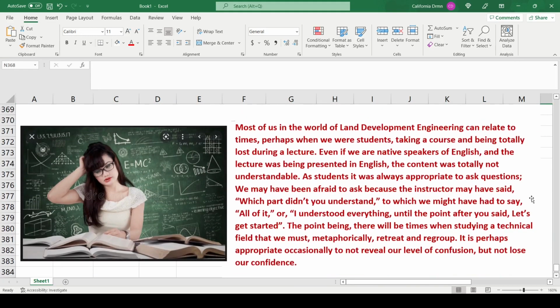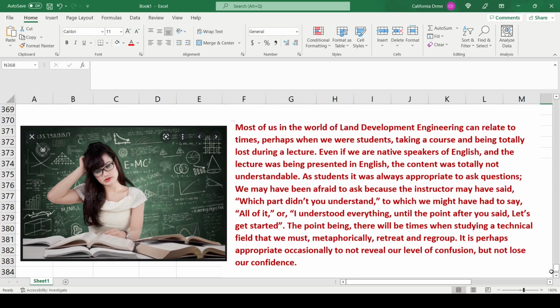Most of us in the world of land development engineering can relate to times, perhaps when we were students, taking a course and being totally lost during a lecture. Even if we are native speakers of English, and the lecture was being presented in English, the content was totally not understandable. As students, it was always appropriate to ask questions. We may have been afraid to ask because the instructor may have said, "Which part didn't you understand?"